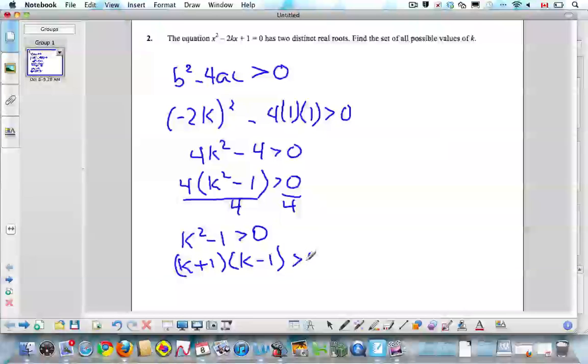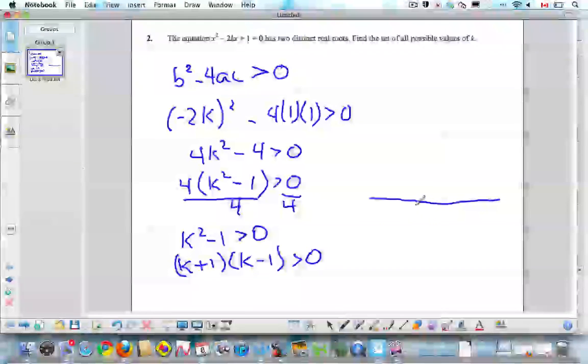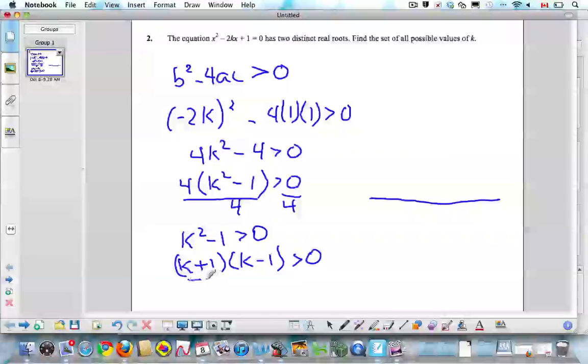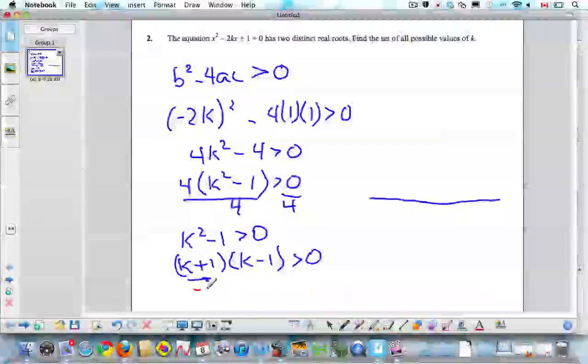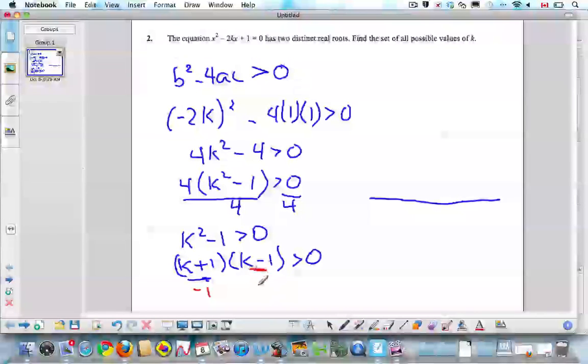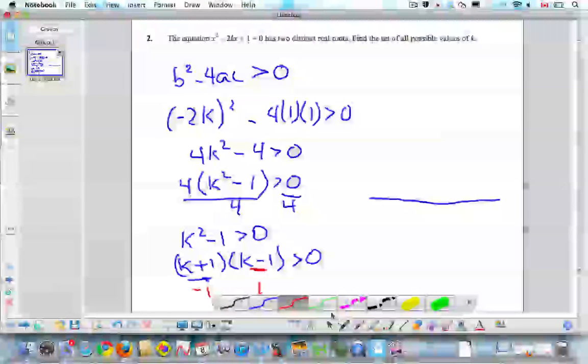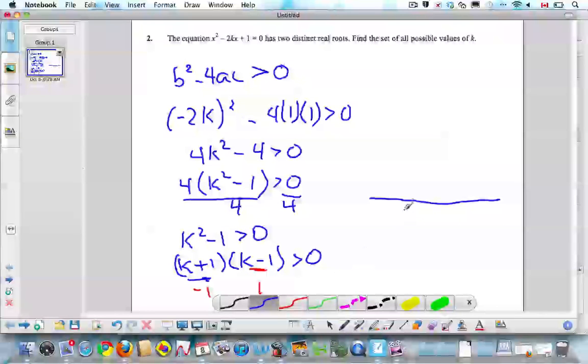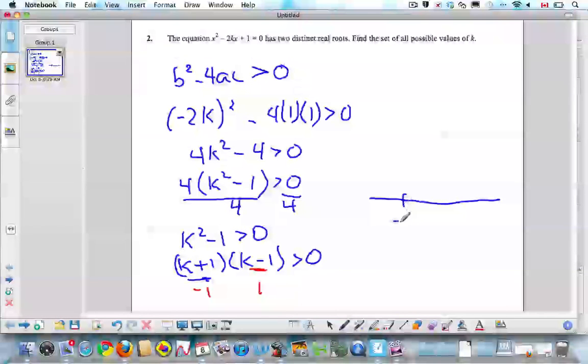Now, I'm going to think about this on a number line, where I know that this one will give me a value for negative 1, and this one will give me a value of positive 1. And I'm going to take those values and I'm going to put them on my number line. So here is negative 1, and here is positive 1. And I need to make them positive. To do it, I'm going to look at the different intervals.